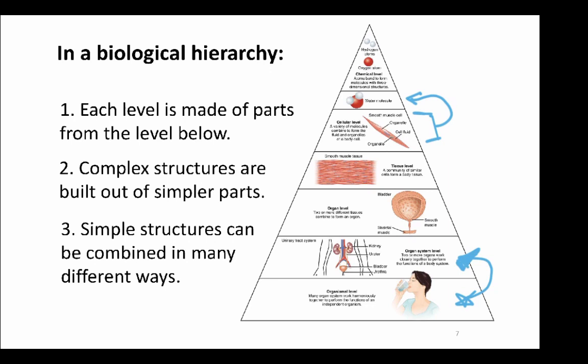If we just take the bladder and look at that, it's made of different kinds of tissues. You've got smooth muscle in the wall of the bladder. You have both smooth and skeletal muscle helping to control the flow of urine. The bladder is lined with yet another kind of tissue. If we just look at smooth muscle, we're looking at the tissue level.